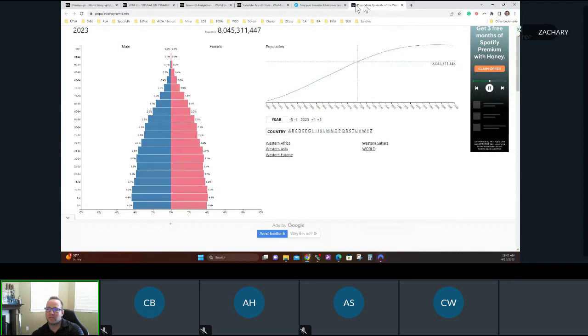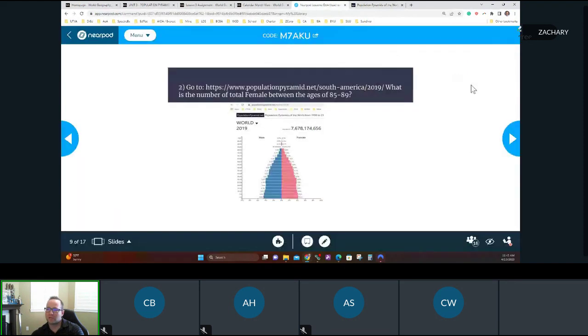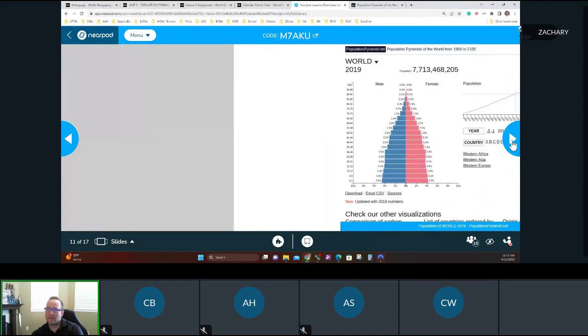Okay, so that's what it would be on the population pyramid. So you look at it, and you can find the total number of male or female, looking at the category there. This one's asking what's the total number of males in a certain one.